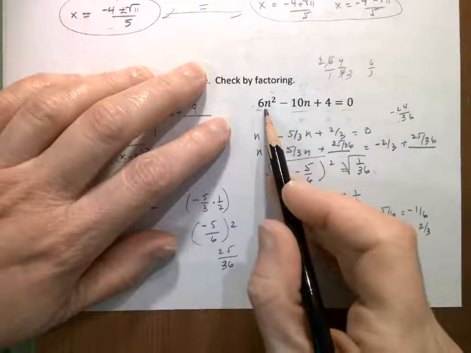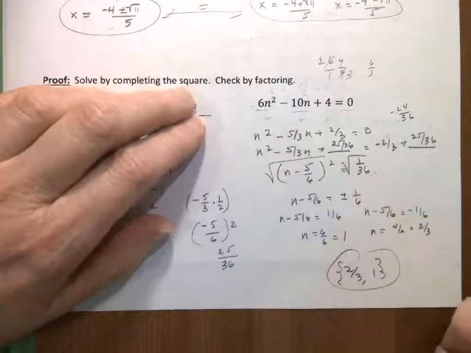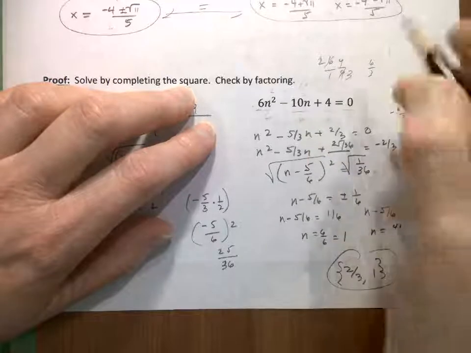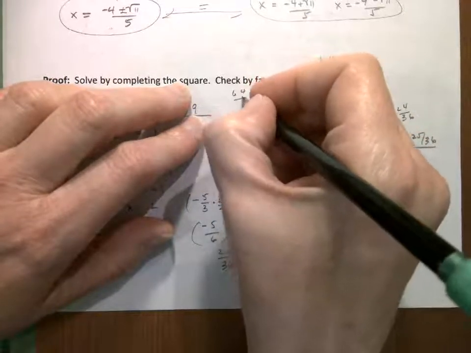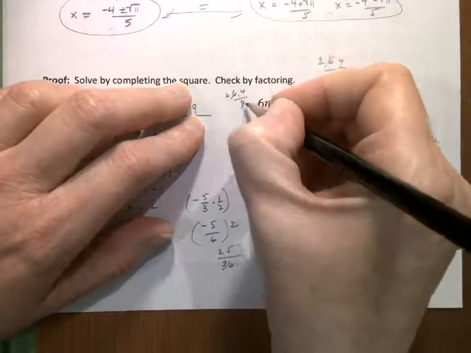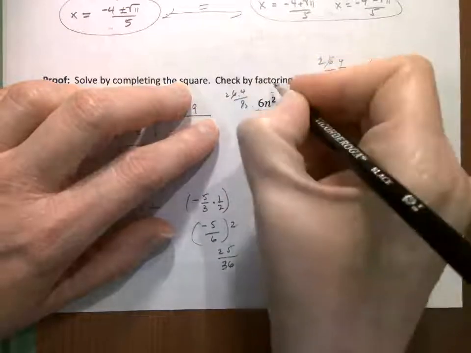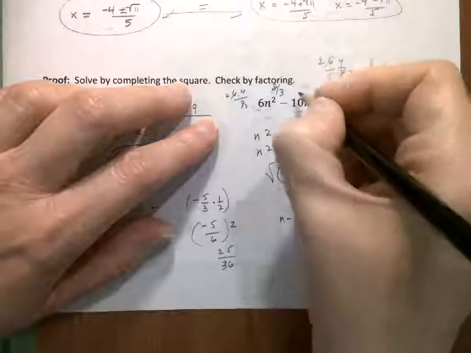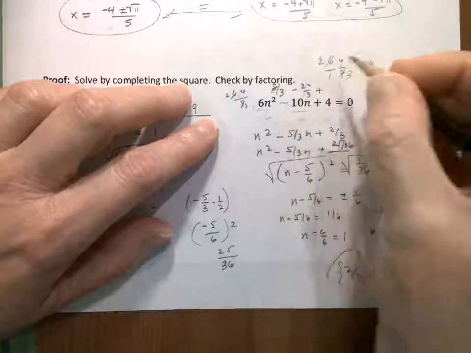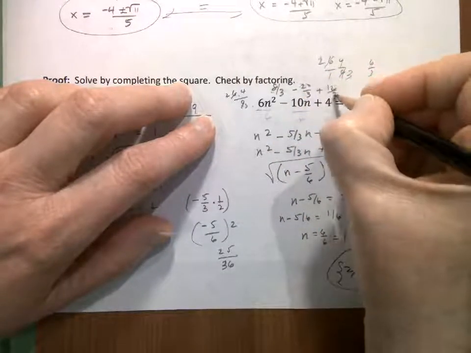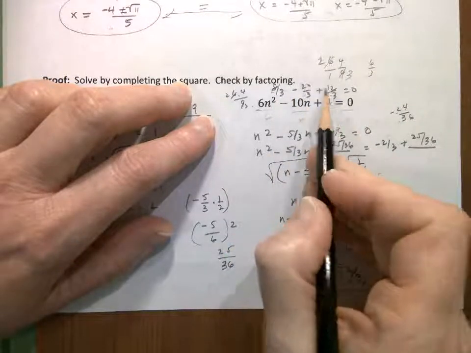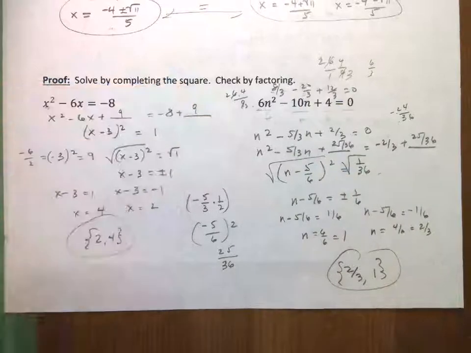And 4 over 9 times 6 is going to give me, what did I say it was going to give me? That'll give me 8 over 3. So I'm going to write this as 8 over 3. And this one would be 20 over 3. And 4 would be 12 over 3. So 8 thirds plus 12 thirds is 20 thirds, minus 20 thirds is 0. So both of those numbers work.